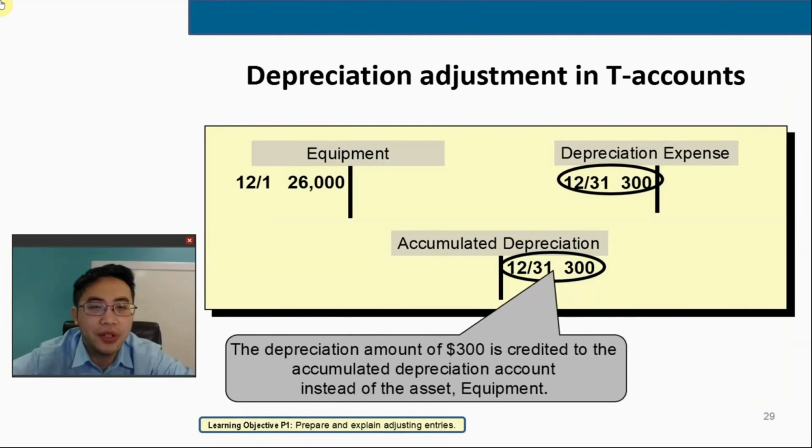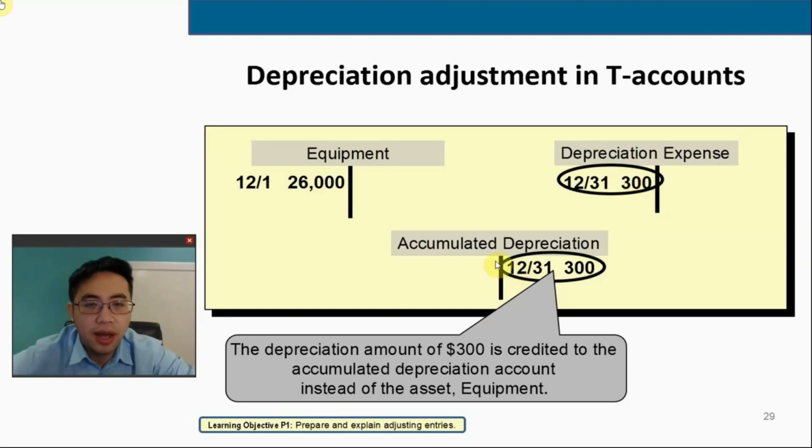All right, here is how it goes. So we have equipment being purchased on December the 1st at $26,000. It's an asset, so when it increases, that's on the debit side. And after a month, at the end of December, we will have to record a depreciation expense, which is a debit of $300. We calculated $300 already. And that expense is incurred. It's not really $300 cash we spent. It's just how we record depreciation expense.